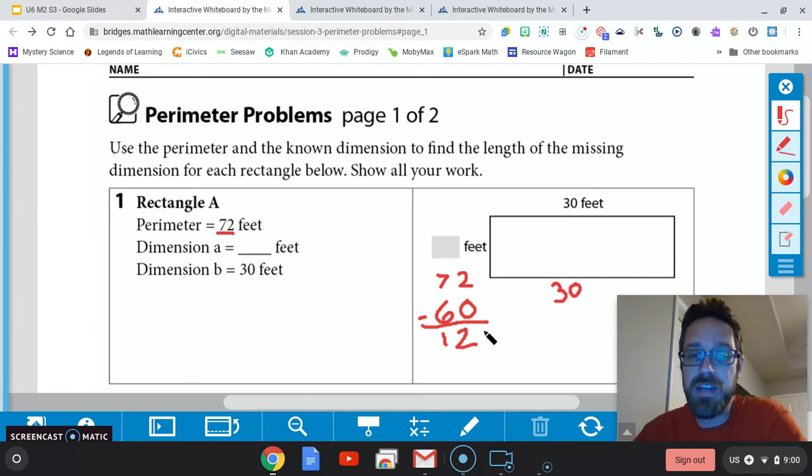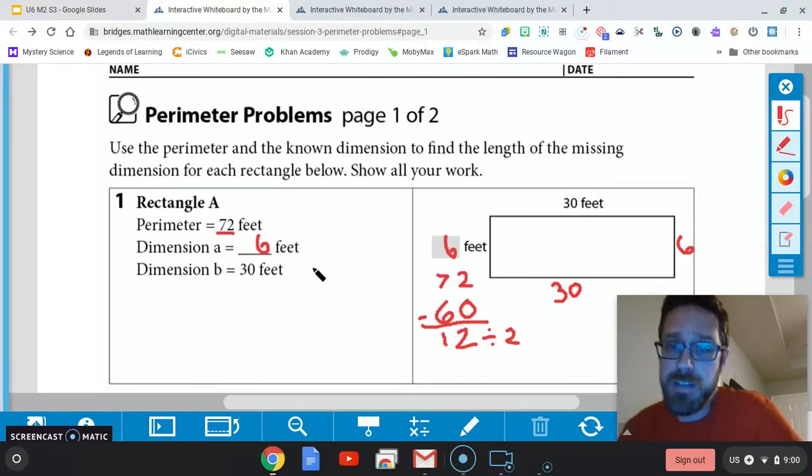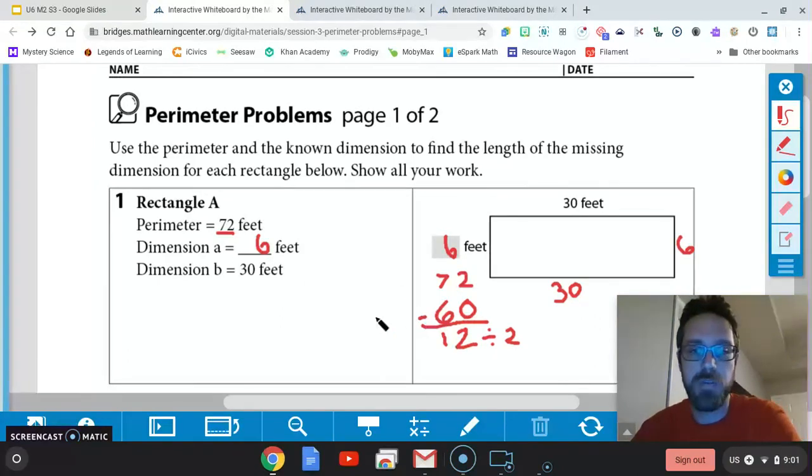So 12 divided evenly by 2, each side is going to be 6 feet long. So what is our missing dimension? It's 6 feet. Then a great thing to do if you're not feeling confident is add them together. 30 and 30 is 60. Well, 6 plus 6 is 12. 60 plus 12 is 72, which is our total perimeter. So yeah, 6 makes sense.